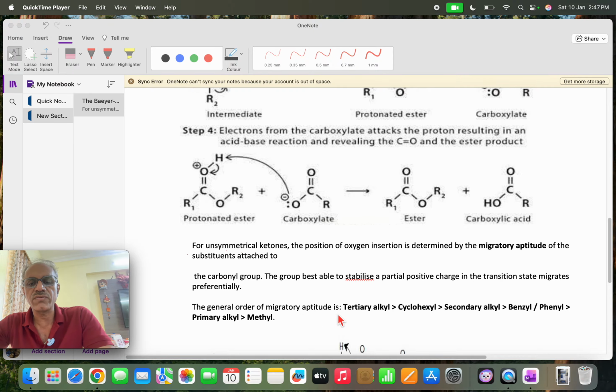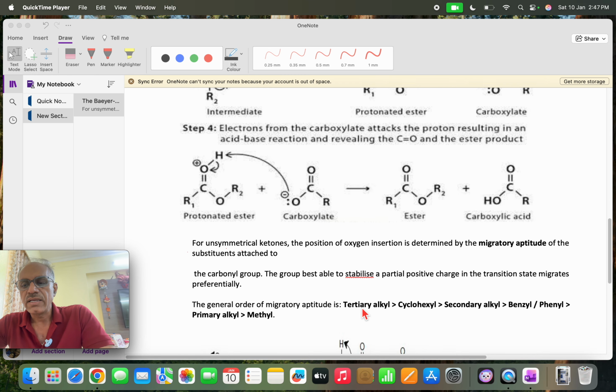Now the general order of migration is: tertiary alkyl group is preferred over cyclohexyl, then secondary alkyl, benzyl, phenyl, primary and methyl. That means methyl is given the least preference, and the tertiary alkyl group, since 3 alkyl groups are there, is more electron donating. And phenyl provides stability. Then primary and methyl.